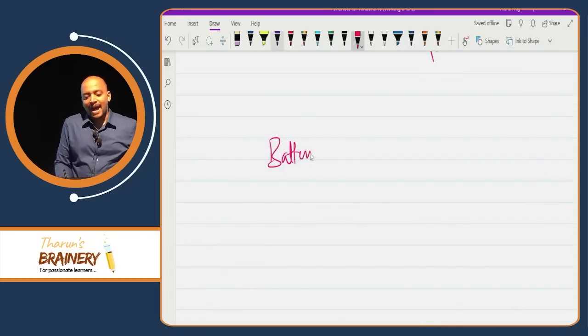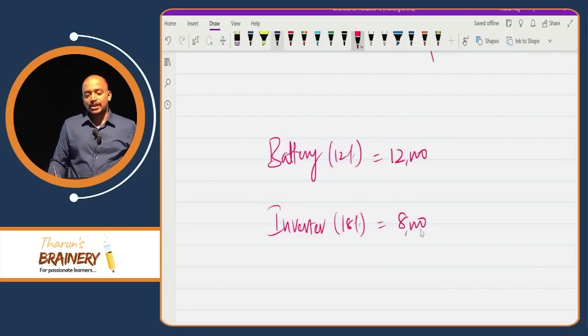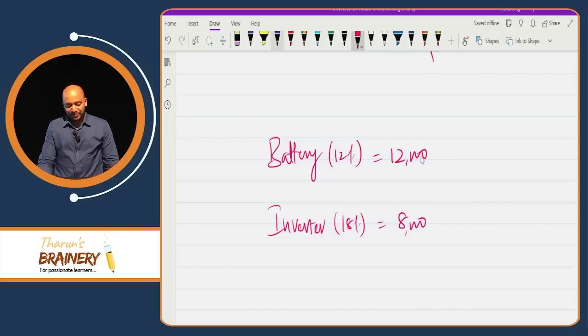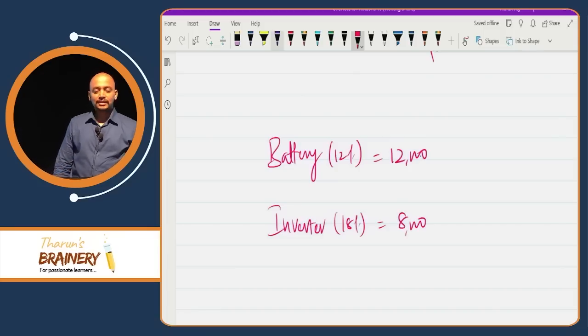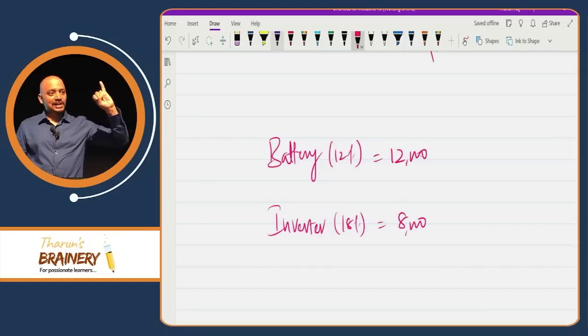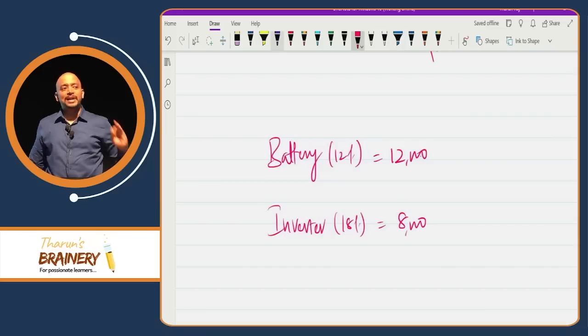Battery 12%, inverter 18%. Battery is 12,000, inverter is 8,000, so it is sold for 20,000. Now in this case, first, is it a composite supply? Yes sir. All are taxable. First condition, all are taxable. Naturally bundled in the ordinary course of business?